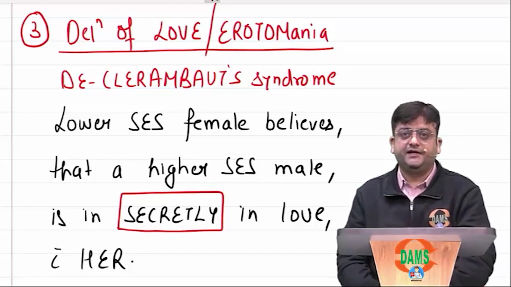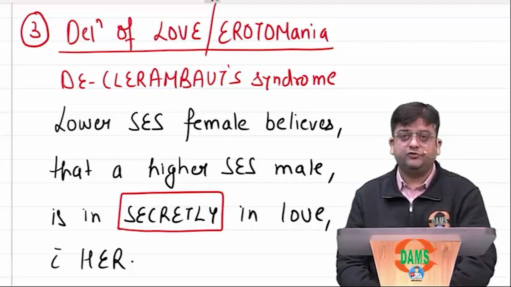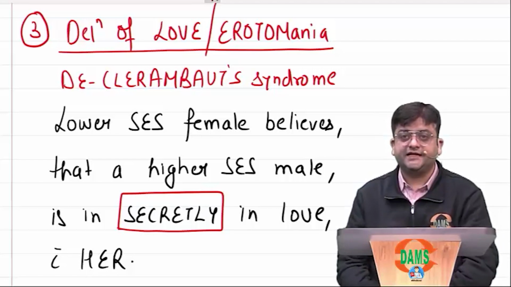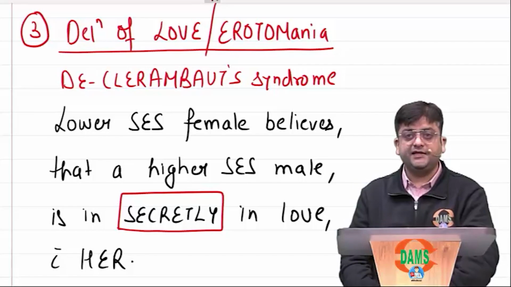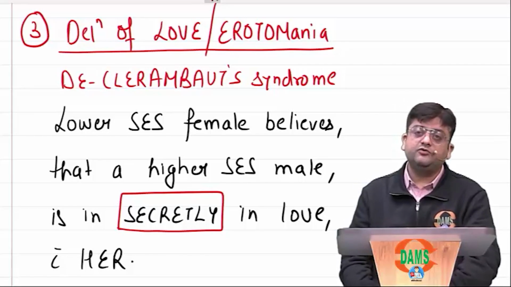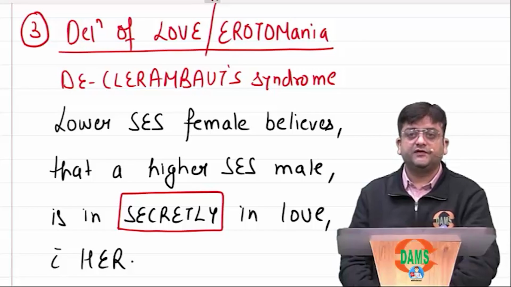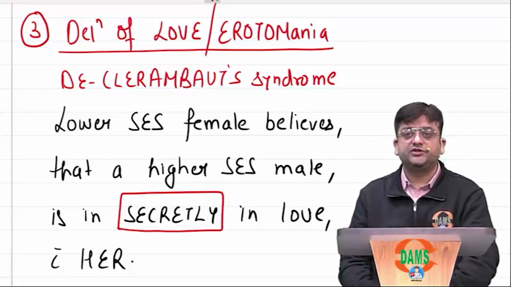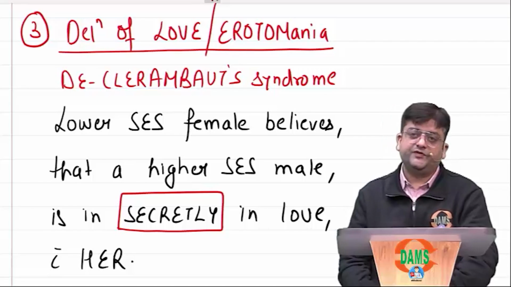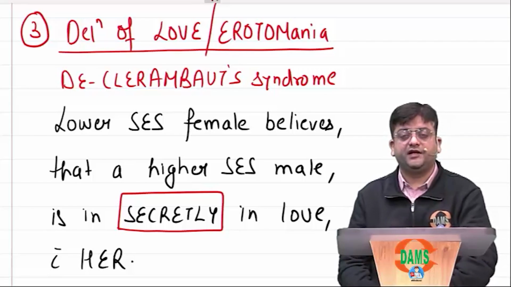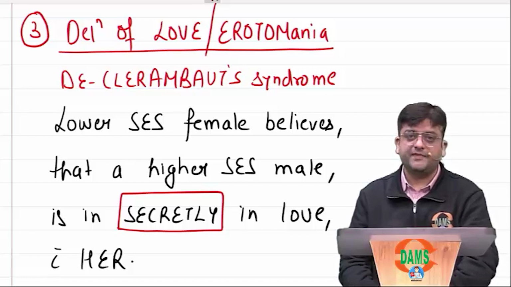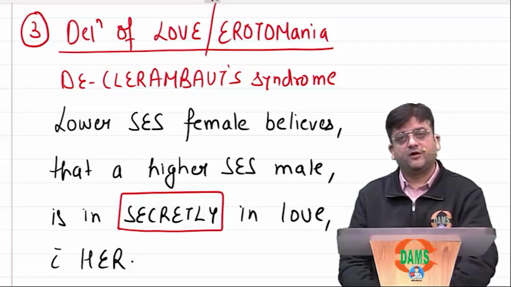He loves me. I know he loves me. He doesn't say he loves me. Maybe he doesn't know he loves me. But I know he loves me so much. From his eyes, I can know he loves me. That's the reason he hasn't got himself married till now. Got it? That is delusion of love.